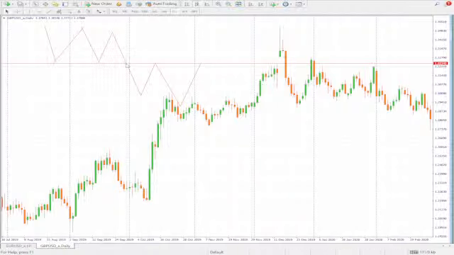The next thing which you want to look at is the way the price was crossing that level, was it with a big green or red candle.